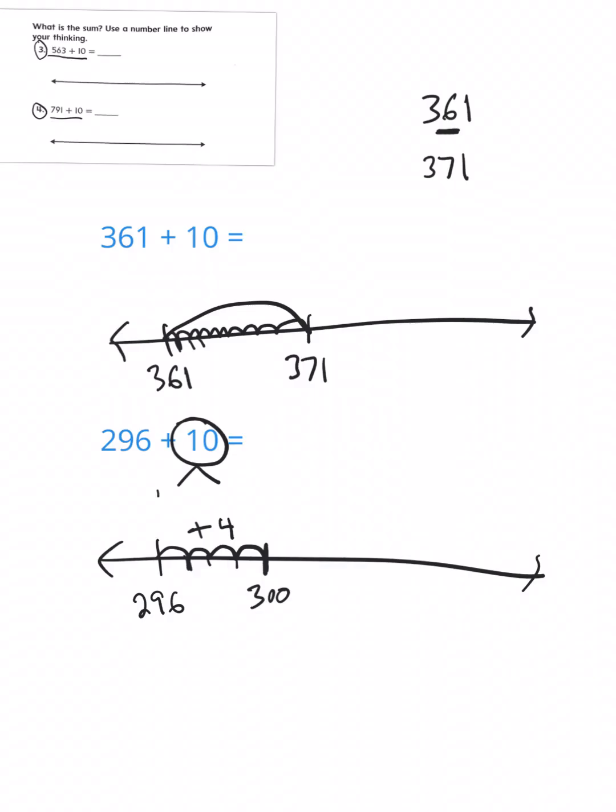We've decomposed the 10 into 4 and its partner to 10, which they should know at this point is 6. So we've used 4 already. Now we need to count 6 more jumps and see what we land on. So 1, 2, 3, 4, 5, 6. And I can count if I need to, 301, 302, etc., till we get to 306.